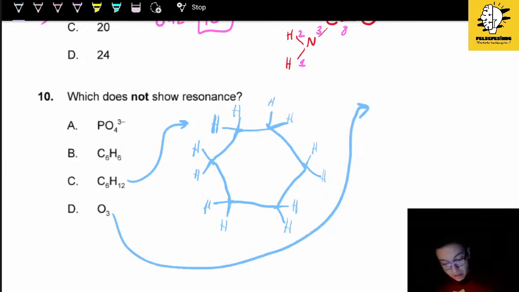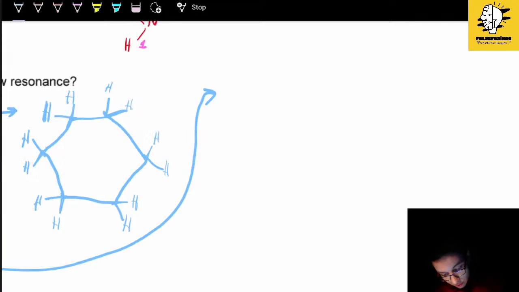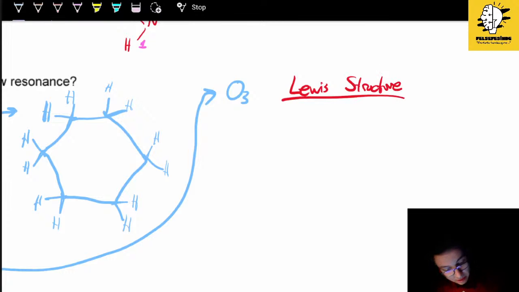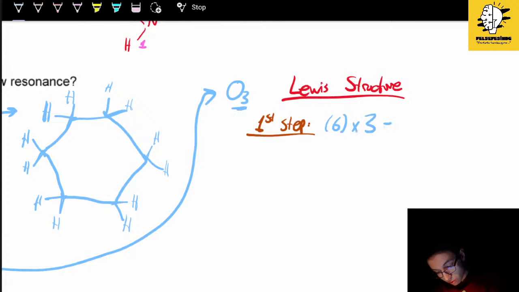Another thing is that let's talk about ozone a little bit. Do we remember how to draw Lewis structures? This is an important point for the IB because let's say we have O3, this is ozone. While we are drawing the Lewis structure, let's remember that for the first step, we calculate the total number of valence electrons in our molecule. Oxygen has 6 valence electrons, and since there are 3 of them, 6 times 3 is equal to 18.